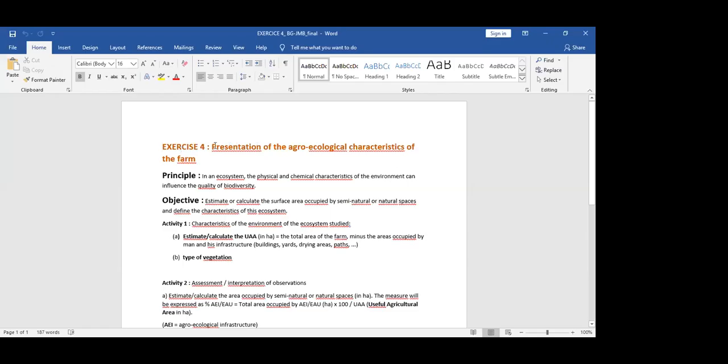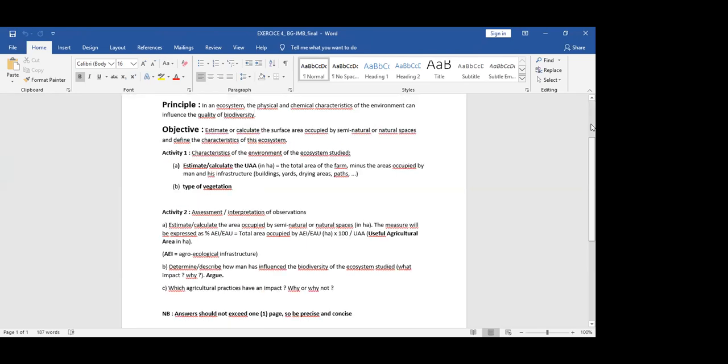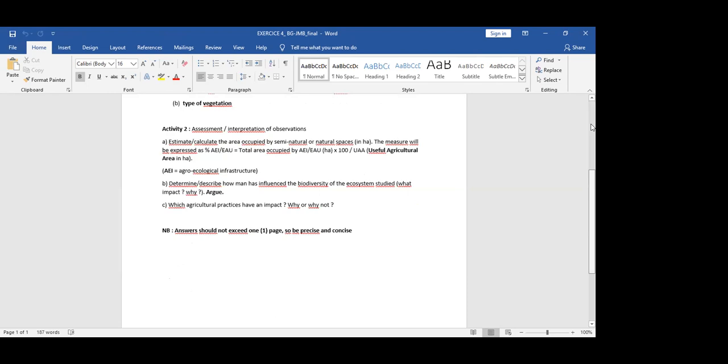Okay. For the week 3 exercise, let me enlarge my screen. You will see exercise 4 once you open it, presentation of the agroecological characteristics of the farm. If you go through it, you will see activity 1 and activity 2. These are the things you are expected to do.